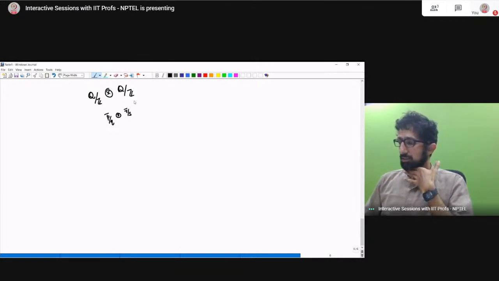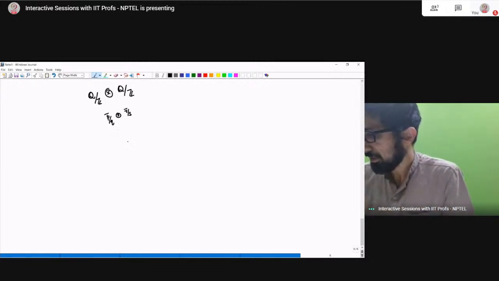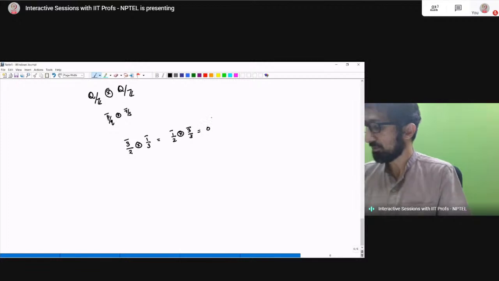But in this one, what exactly are you looking for? Say for example, if I have 3 by 2 bar tensor 1 by 3 bar. This one I can write as 1 by 2 bar, and so I can take the 3 to the other side. So it becomes 3 by 3 bar, but this becomes 0. So this will be 0.